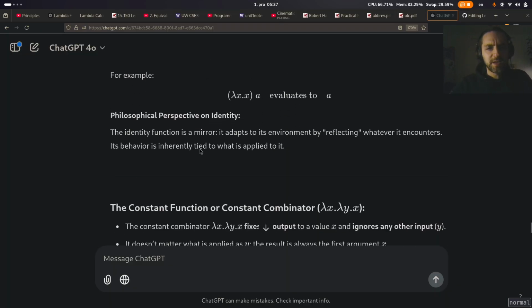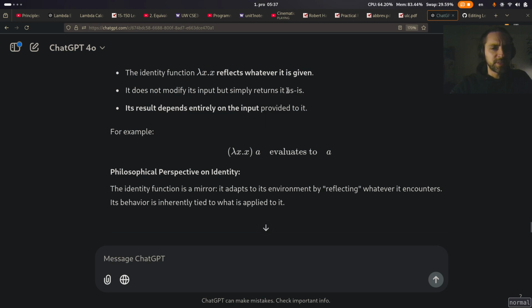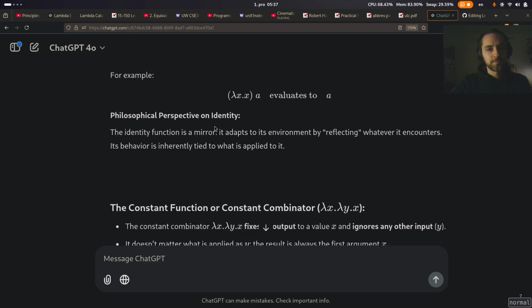Let's check this. It does not modify its input, but simply returns it as it is. So the identity does not modify it. That would be one of the differences between the combinator and the identity, because the combinator somehow modifies the input. Maybe that's why the identity is so basic. It just gives back what you give it, so its result depends entirely on the input. Lambda x dot x applied to a evaluates to a.